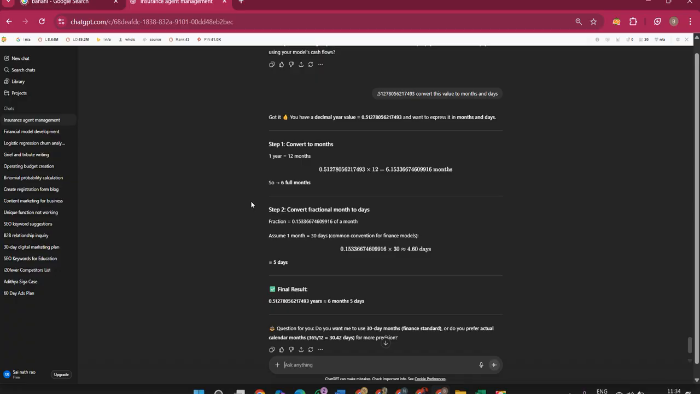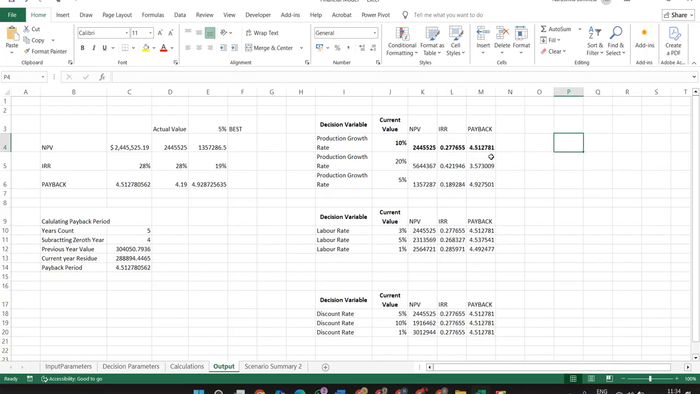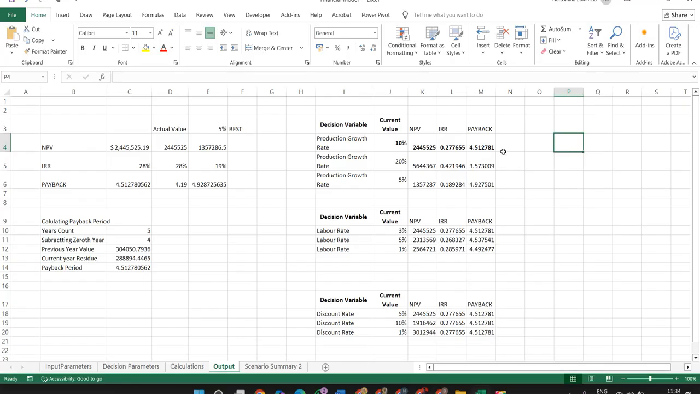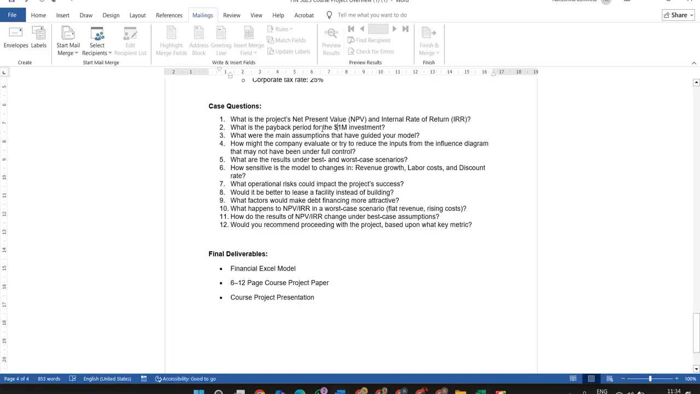You need not perform this calculation. Simply you can say the payback period is 4.512 years, which is equal to 4 years, 6 months and 5 days. So it's very simple, and that is what you can speak. Also mention what the payback period is, and explain it.